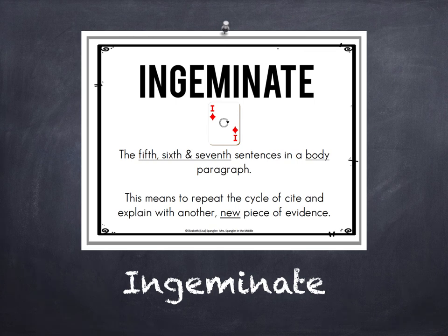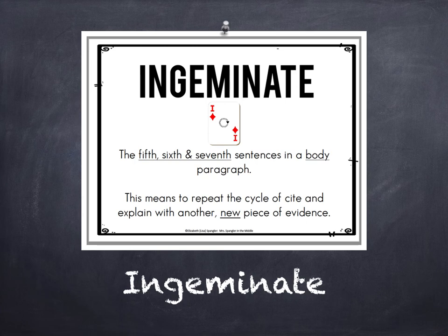After you explain your first piece of evidence, you will use the next 3 sentences in your body paragraph to repeat the cycle of cite and explain. Basically, you're going to introduce a new piece of evidence that supports the reason you've introduced in this paragraph. So, let's say that a different way to make sure everybody understands.